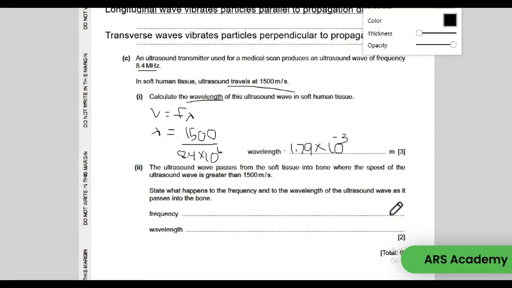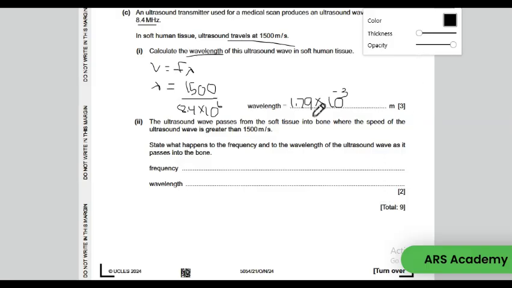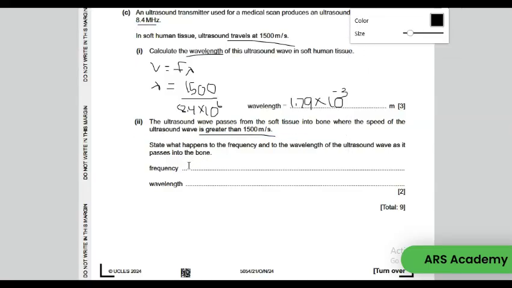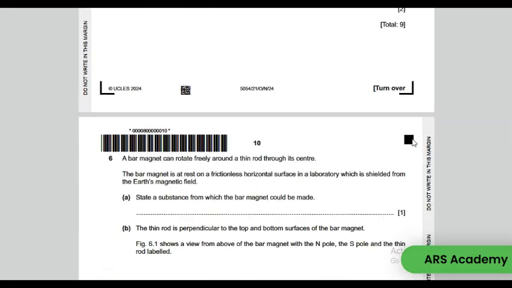Part 2. The ultrasound wave passes from the soft tissue into bone where the speed of ultrasound is greater than 1500 meters per second. State what happens to the frequency and to the wavelength of the ultrasound wave as it passes into the bone. So this is important. The frequency will remain constant because the frequency solely depends on the source of the waves. And from the wave equation v = fλ, we can see that when the velocity increases, the wavelength will also increase. Therefore, the frequency will remain constant and the wavelength will increase.